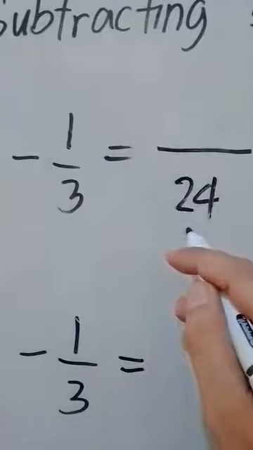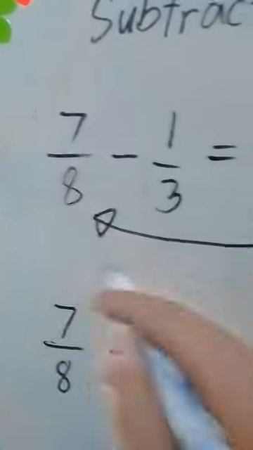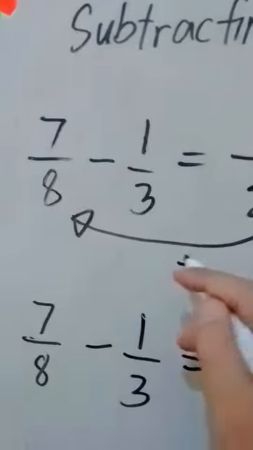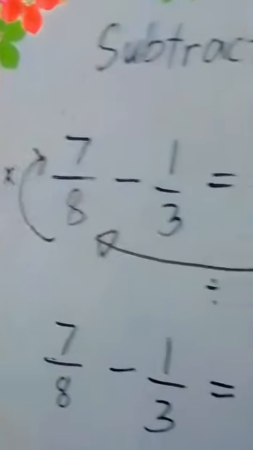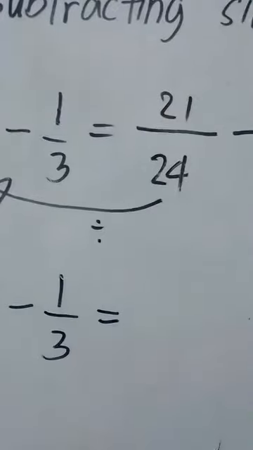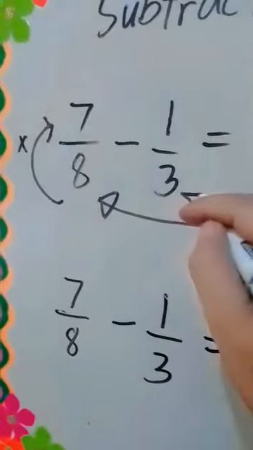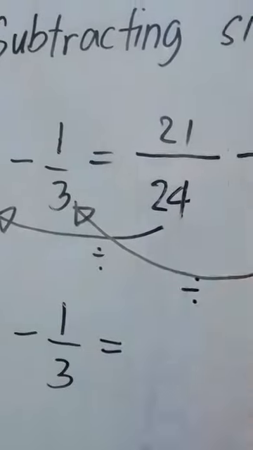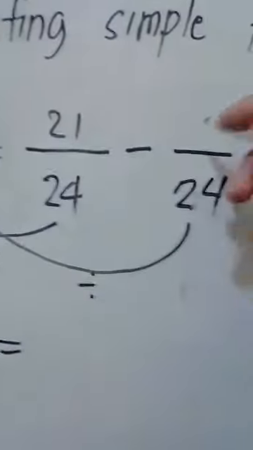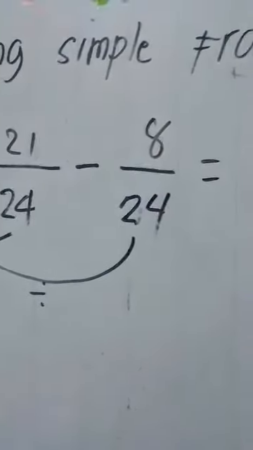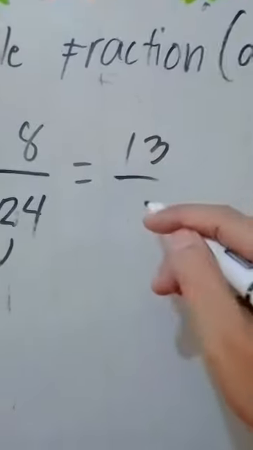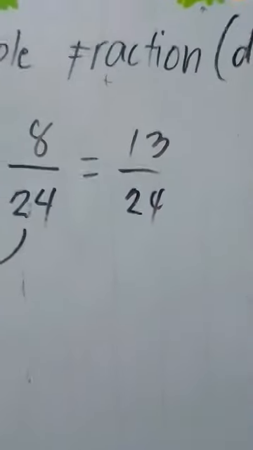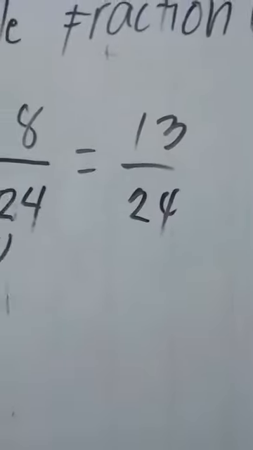So 24, first divide this one. 24 divided by 8 equals 3. 3 times 7 equals 21. The second one is 24 divided by 3, which equals 8. 8 times 1, the 1 on top, equals 8. So 21 minus 8 equals 13. So 13 over 24. Be sure that your final answer is in lowest term.